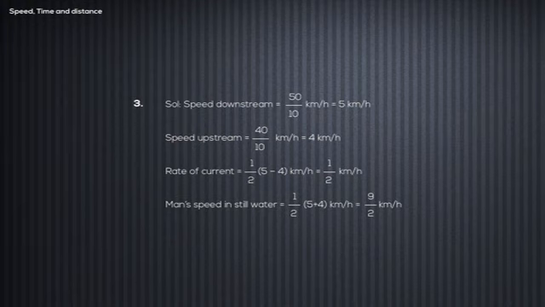Similarly, the speed upstream is calculated to be 4 kilometers per hour. By using the speed upstream and speed downstream, the rate of current is calculated to be half kilometers per hour. And the man's speed in still water can be calculated to be 9 by 2, which is 4.5 kilometers per hour.